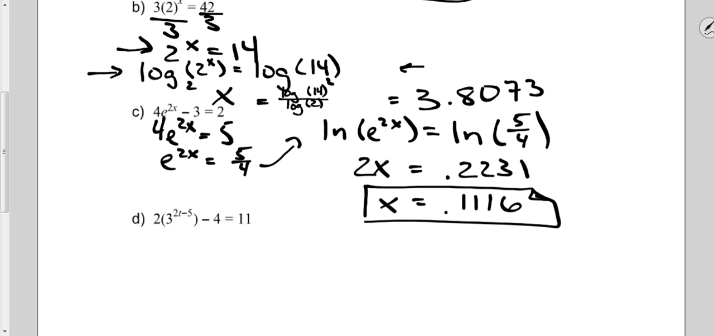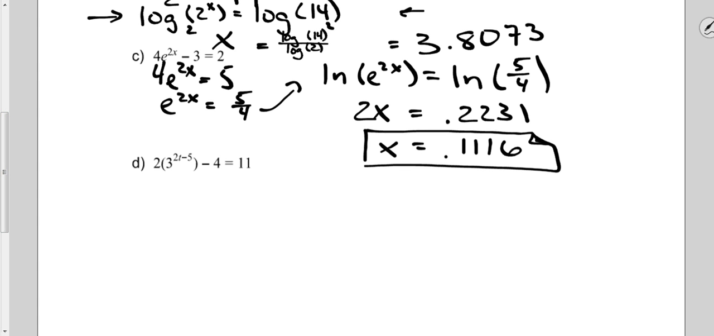All right. Letter D. It looks really hard, but is it? Plus 4. So 2 times 3 to the 2t minus 5 equals plus 4. 15. Then what?